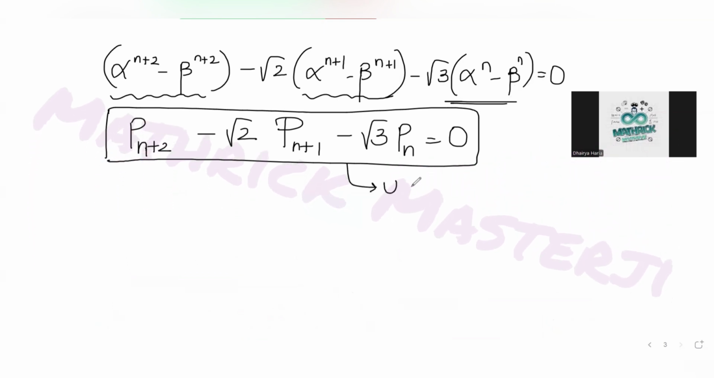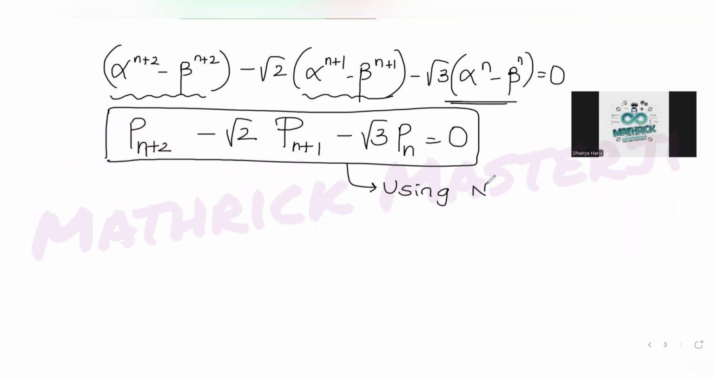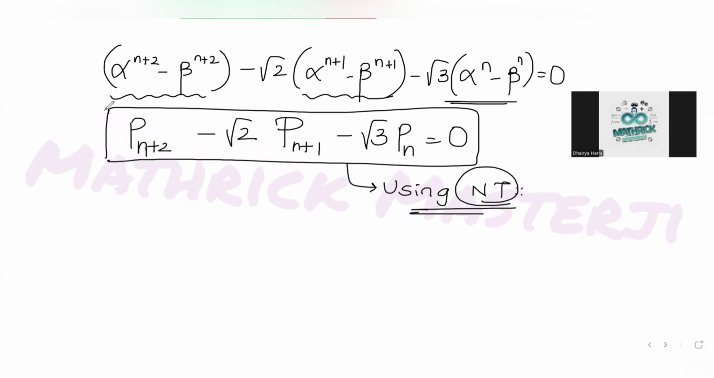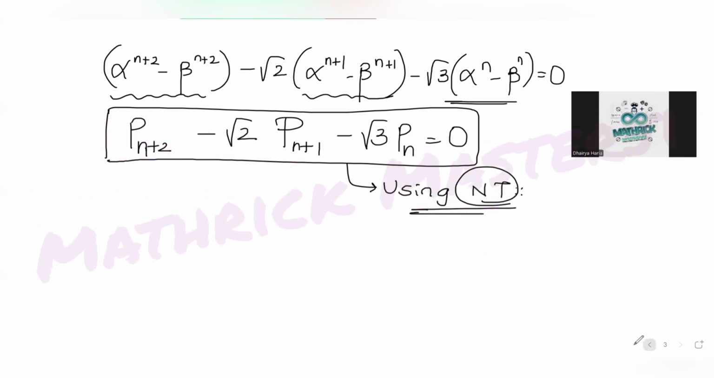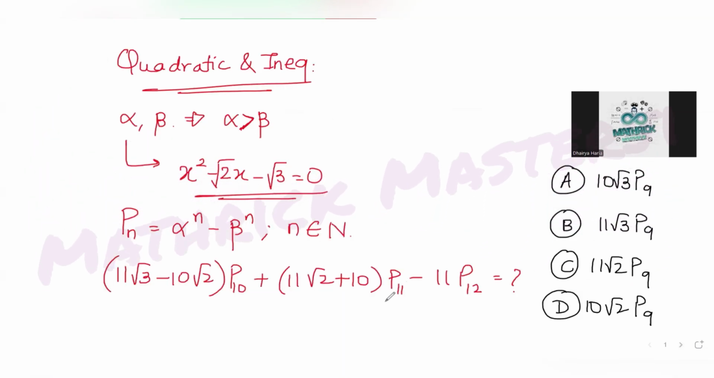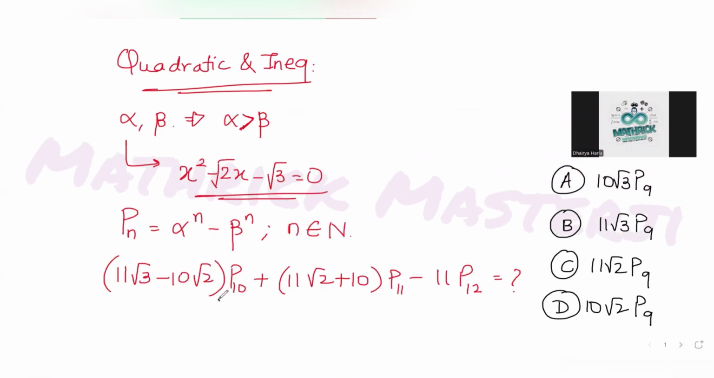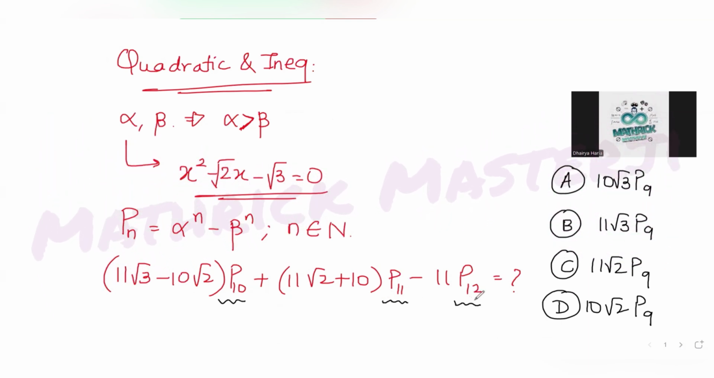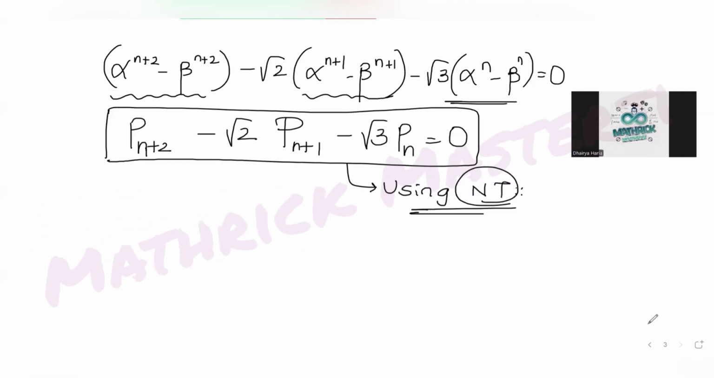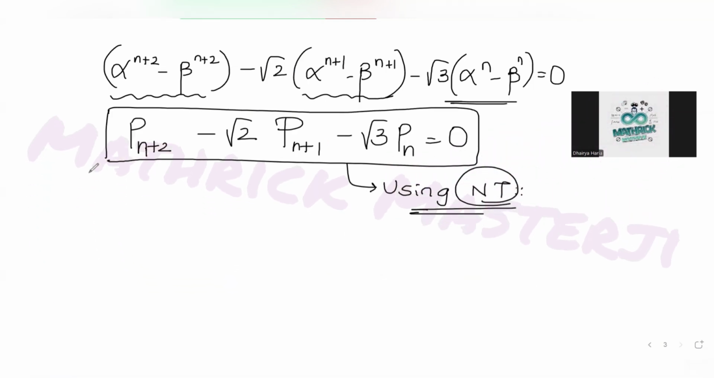We get this idea using Newton's theorem as well. So if you know Newton's theorem, well and good. But if you don't know, you can just figure this out every time. Once I get this, let's figure out how to solve the question further. The question is talking about terms P10, P11, and P12. So let's put n as 10 first here.